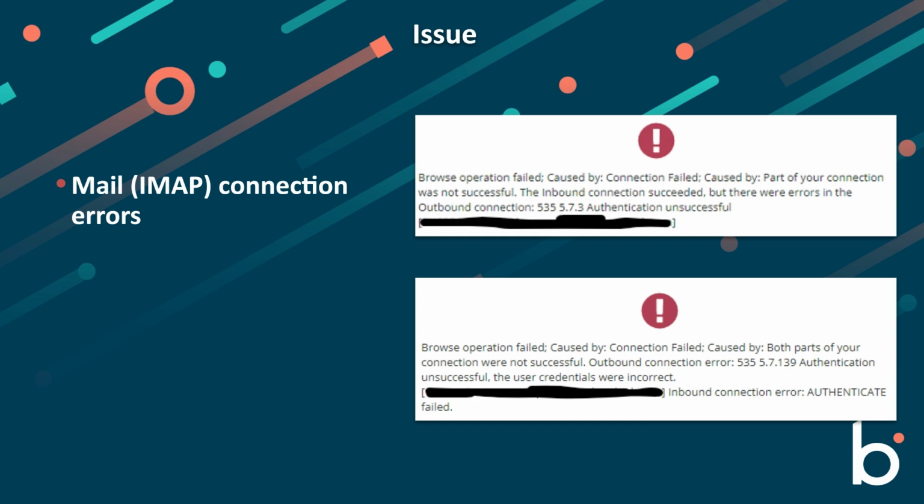Then when testing the connection, you may encounter one, if not both, of the following errors. 1. Part of your connection was not successful. The inbound connection succeeded, but there were errors in the outbound connection 5.3.5.7.3 authentication unsuccessful. Or 2. Both parts of your connection were not successful. Outbound connection error 5.3.5.7.139 authentication unsuccessful, and inbound connection error authenticate failed.